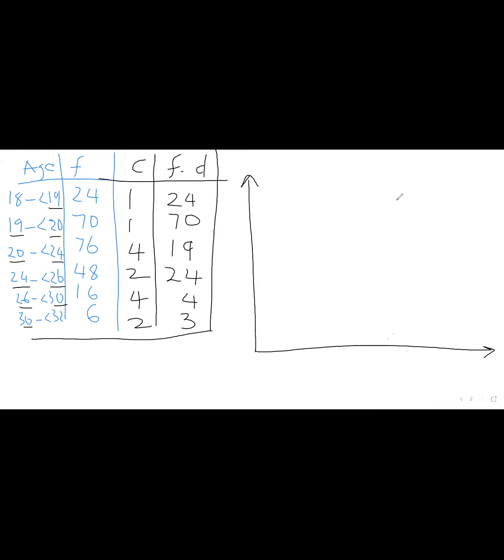Because these are class boundaries, I'll come and say 18. Then, because there are many figures, let me use a scale of 2. So 20, 22, 24, 26, 28, 30, and 32. So I've captured, that's how I pick scale. I picked 2, because if I pick 1, the space may not be enough. Then I can come and say class boundaries.